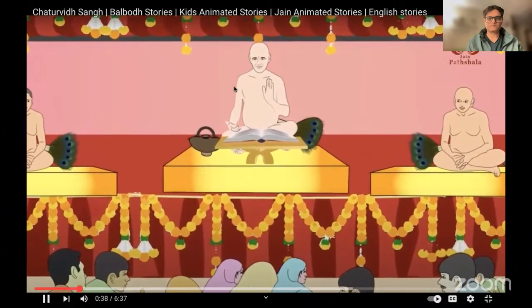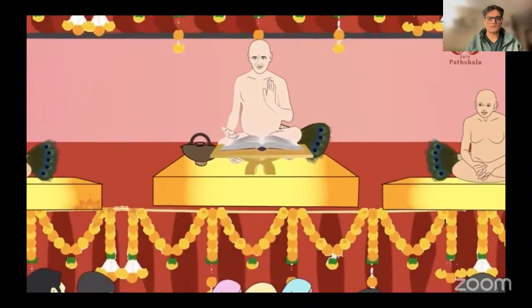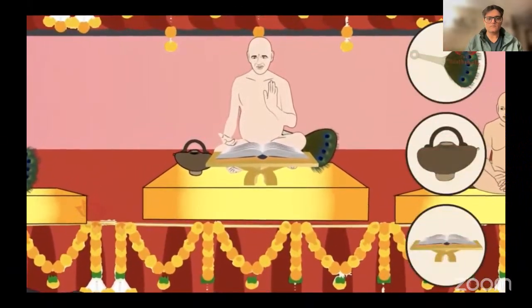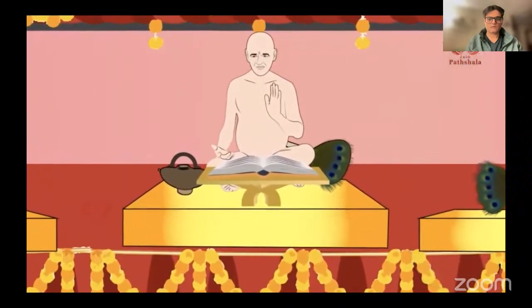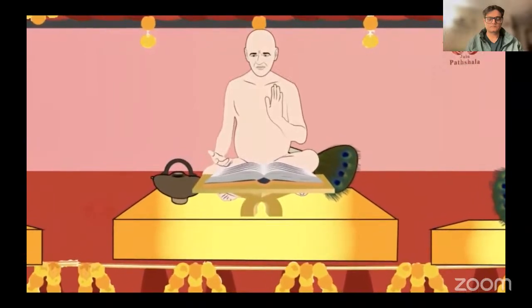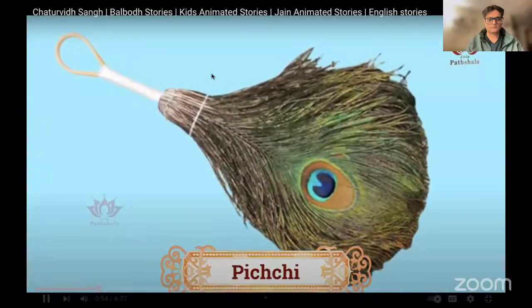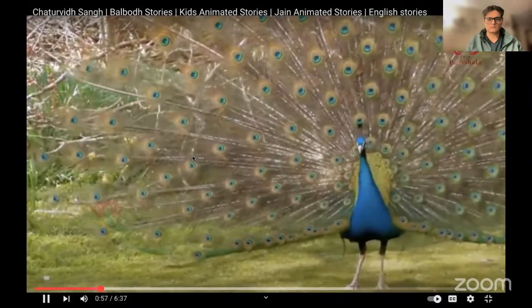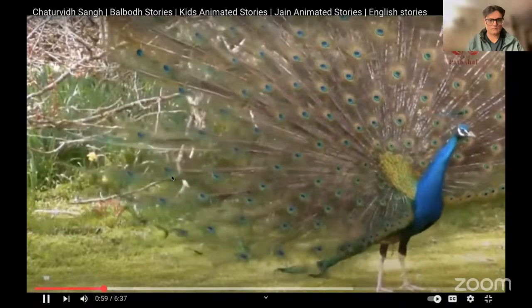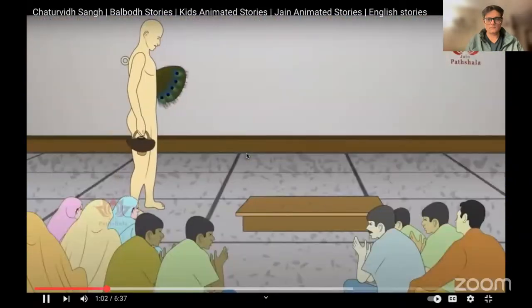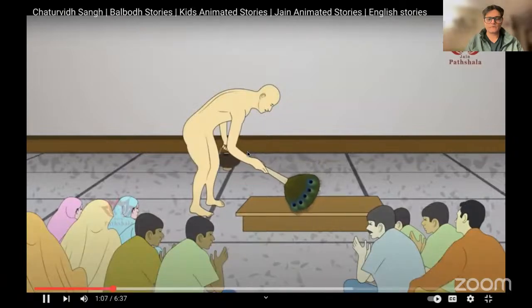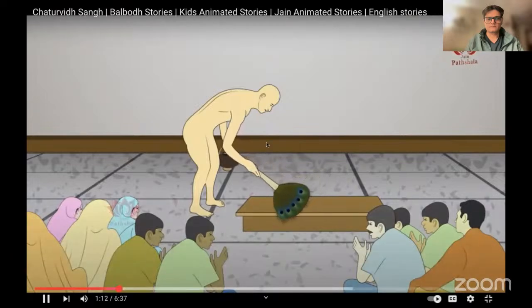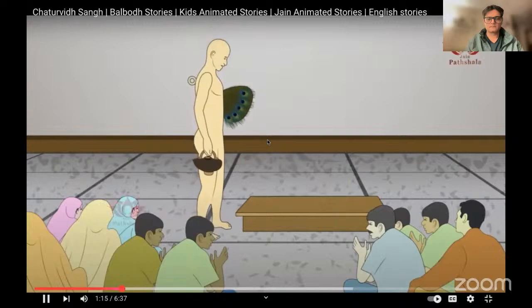Belongings they have are Pichi, that is peacock feather broom, Kamandal, that is water pot, and Shastraji, that is religious books. Do you know what's the purpose of these things and how are they made? Pichi is made up of softest peacock feathers. When the peacock sheds its feathers, they are collected and arranged to form a broom. Before sitting anywhere, Muni Maharajis gently brush the floor with Pichi so that the tiny little organisms get gently brushed away and they don't get harmed when they sit there. They are compassionate towards all living beings and organisms.